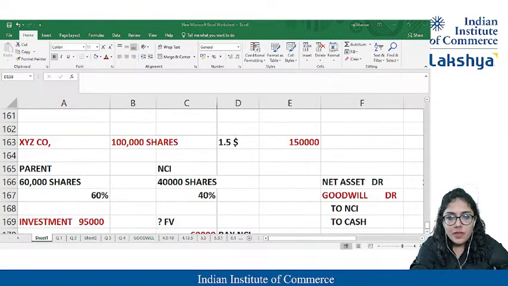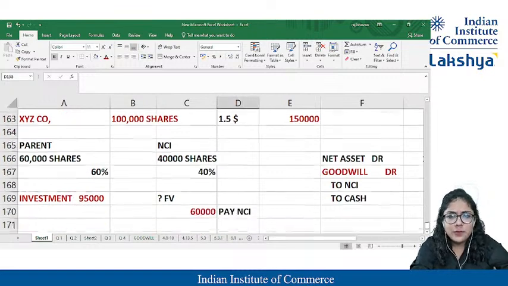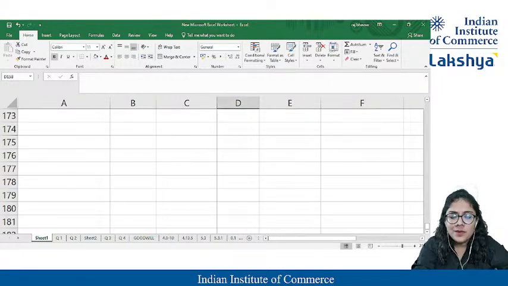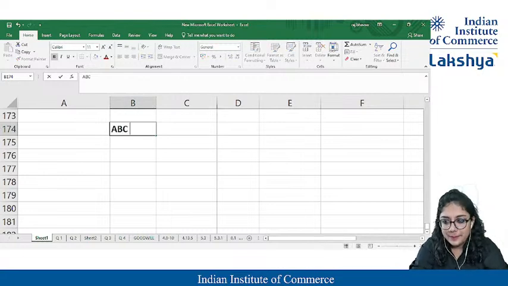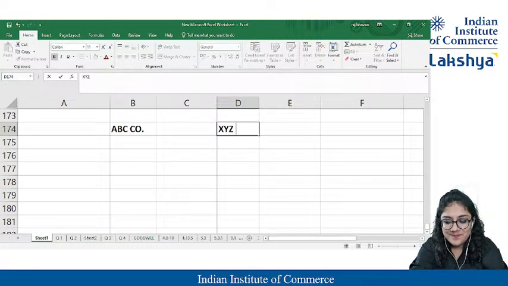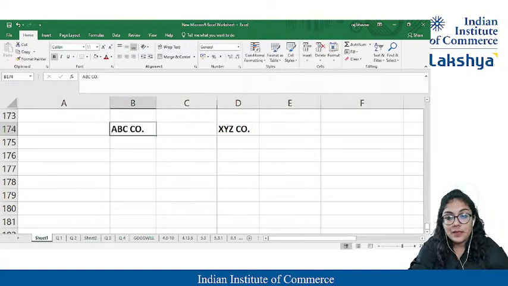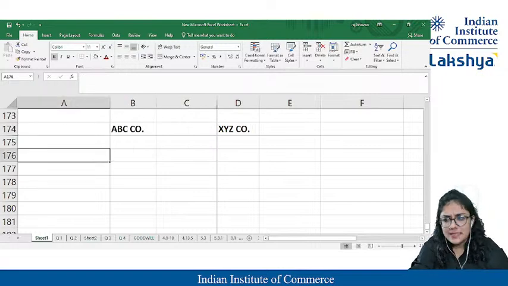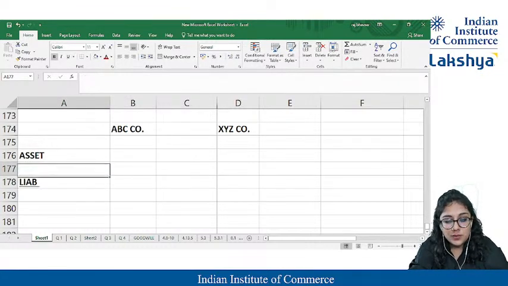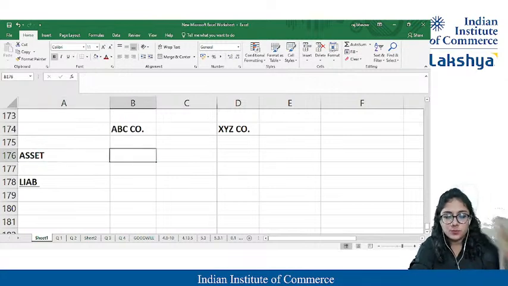Okay, now we are ready to start with what an actual situation in consolidation is. Let's see, this is ABC company and over here that is XYZ company. There are certain assets, and over here there are certain liabilities also. I'm not considering the total, I'm just writing the valuation.